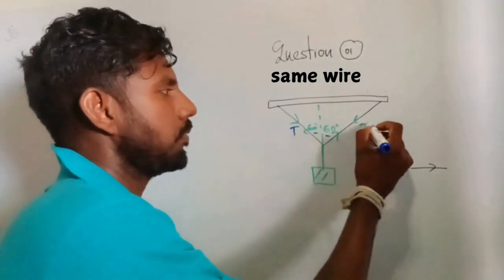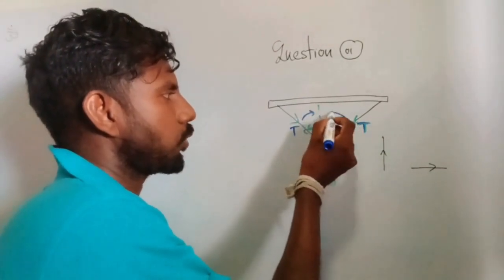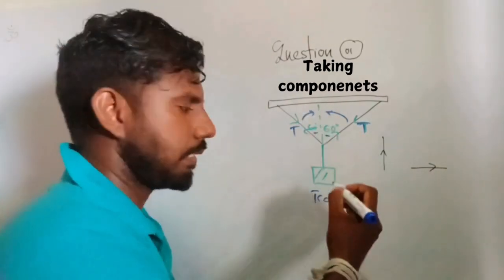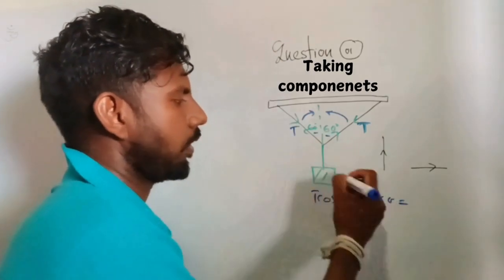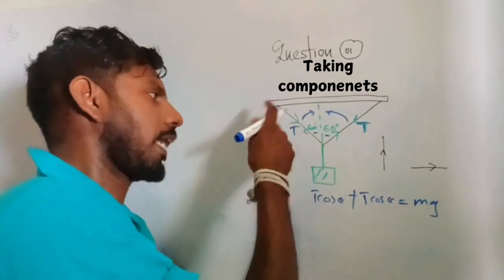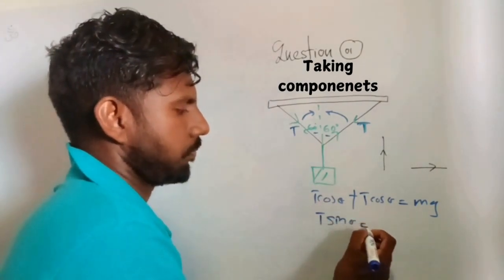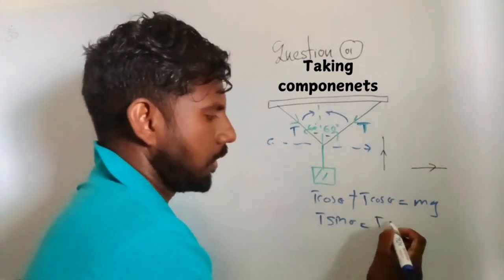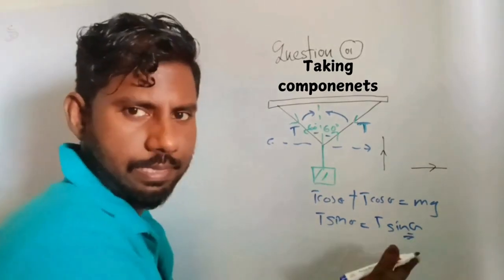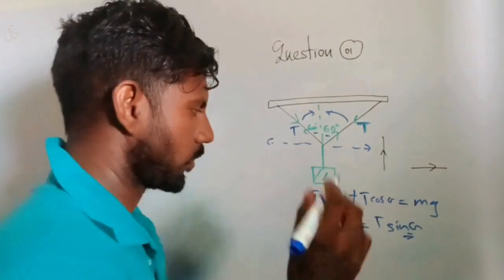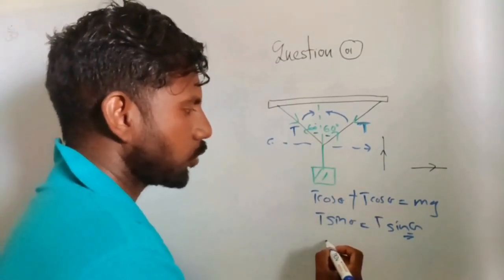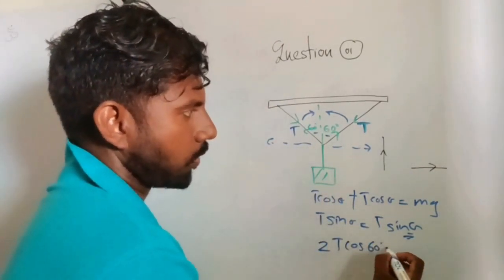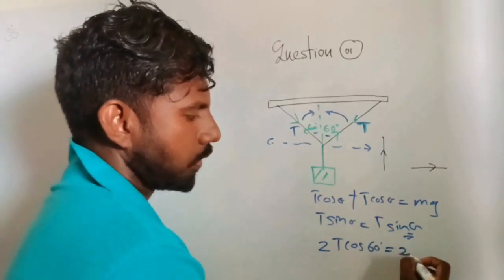So let's take the components to this side. It's T cos theta plus T cos theta. That should be equal to the value of mg. At the same time, we can take T sin theta in this direction equal to this direction, since it's in equilibrium. Actually here we do not need this, only from this we can solve the question. So T is the same, it's 2T cos theta, you can see that, 2 into T cos 60. I hope you know the value of cos 60. That equals mg, that is 20 Newton.